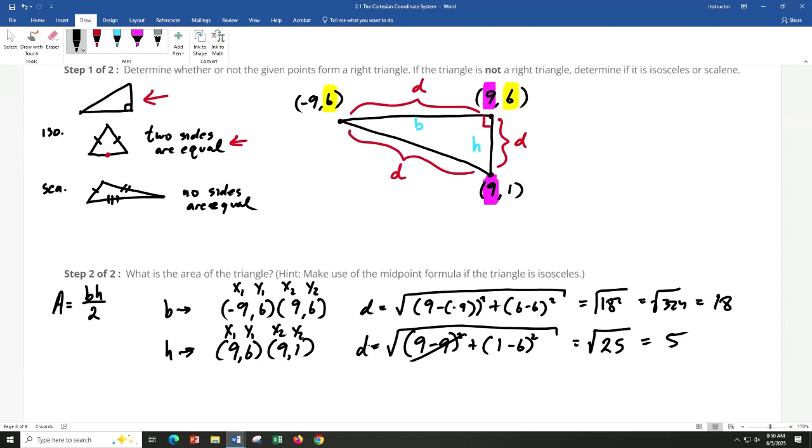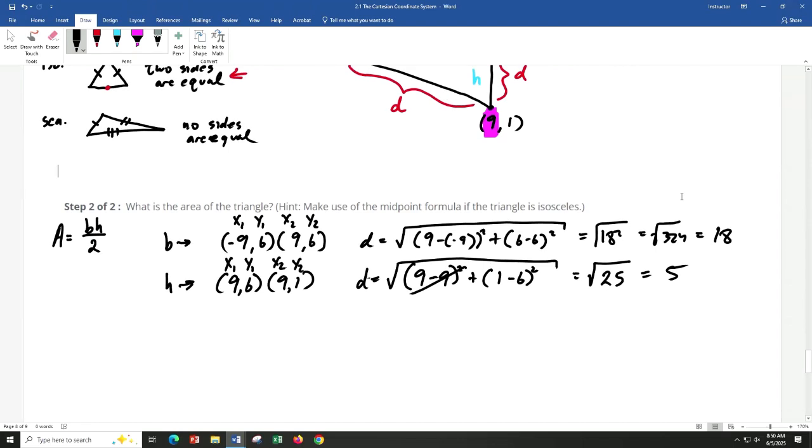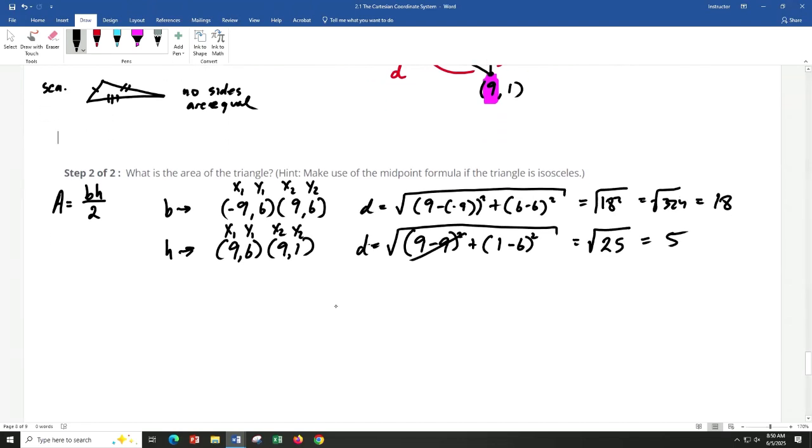And now notice I have everything I need. I have my base length, I have my height, I can put everything into the formula. Scroll down just a little bit here. So my area is going to equal 18 times 5 divided by 2. And that's going to equal 45.